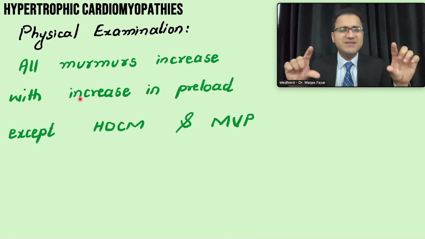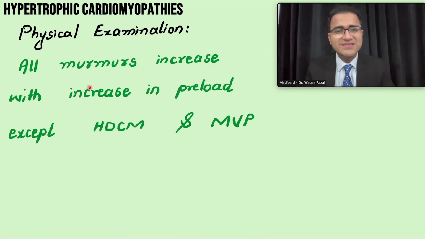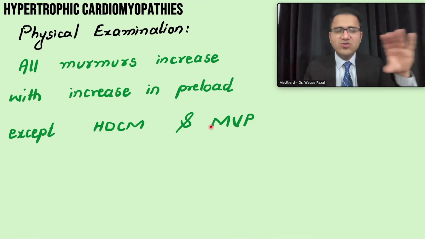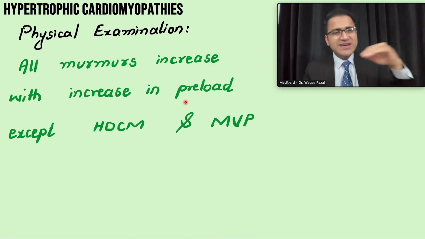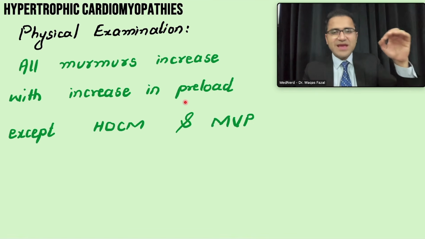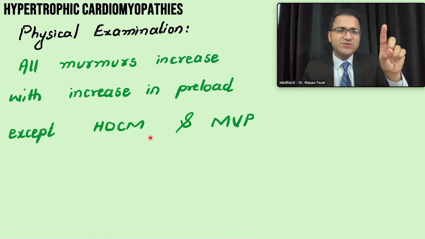Remember a simple single line: all murmurs increase with the increase in preload except hypertrophic obstructive cardiomyopathy and mitral valve prolapse. Now remember, all those maneuvers that cause an increase in preload would increase all the murmurs except two murmurs, hypertrophic obstructive cardiomyopathy and mitral valve prolapse.